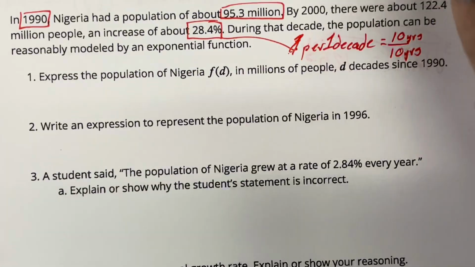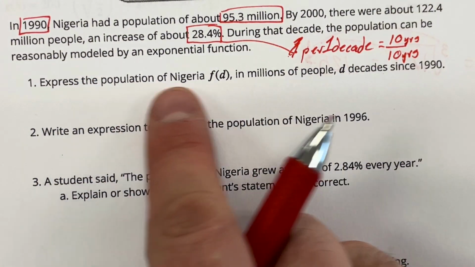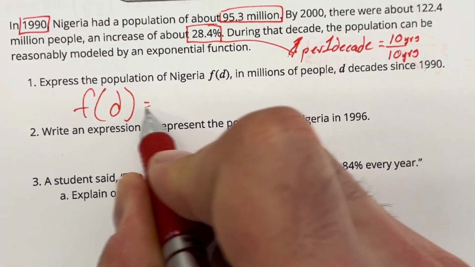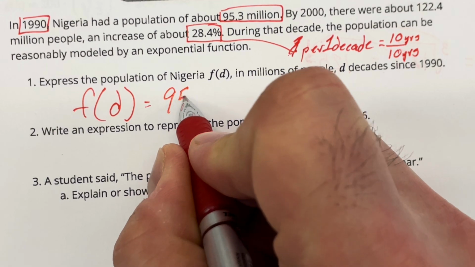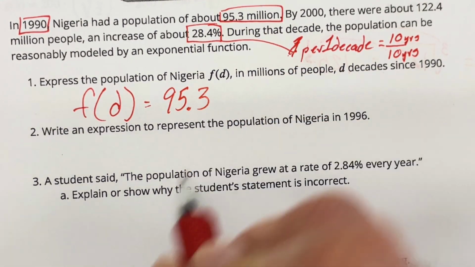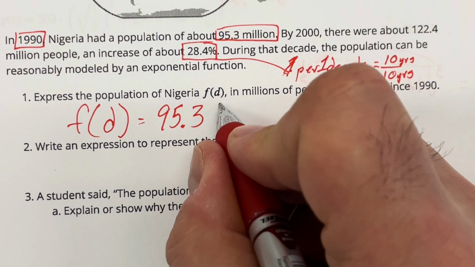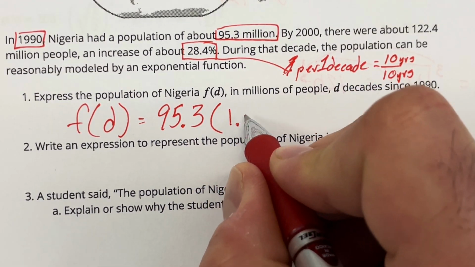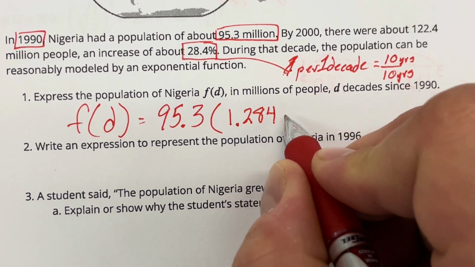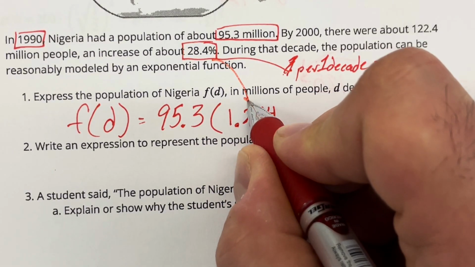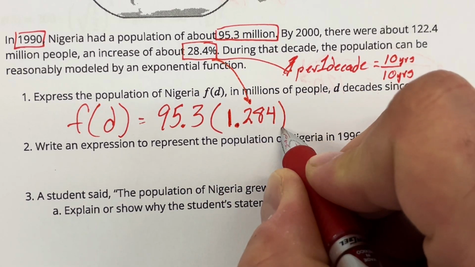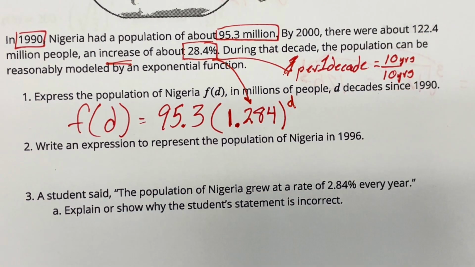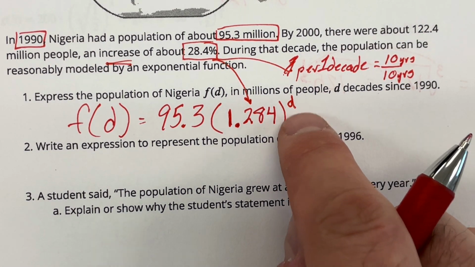So the first thing it says is express the population of Nigeria. We got to write a formula. So the function for every decade is that the population of Nigeria starts with 95.3 million people. We can just write it like that, know that it's millions of people, and it's increasing by 28%. So that's 1.284. That's what we got to use. We got to take that number and add a 1 onto it because we're increasing that many people. And then we put a D here for the decades. Now remember, this is the number of decades.